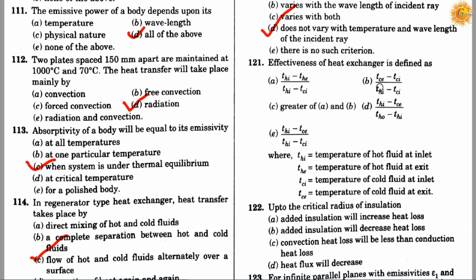Option B is TCE minus TCI divided by THI minus TCI. Option C is greater of A and B, and option D, THI minus TCE divided by THE minus THI. And option E is THI minus TCE divided by THI minus TCI. So correct answer is C, it will be greater of A and B.